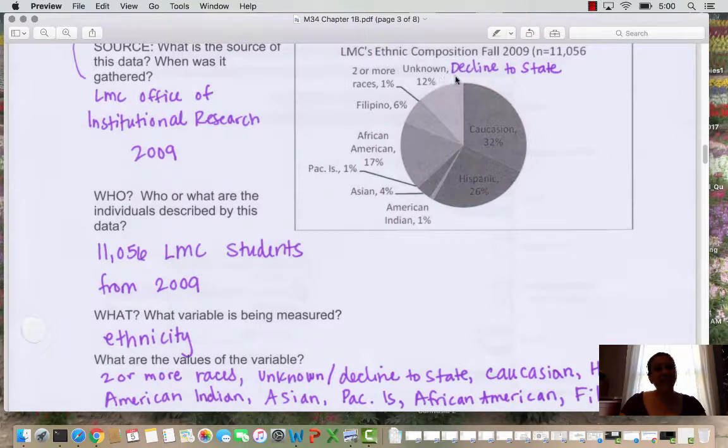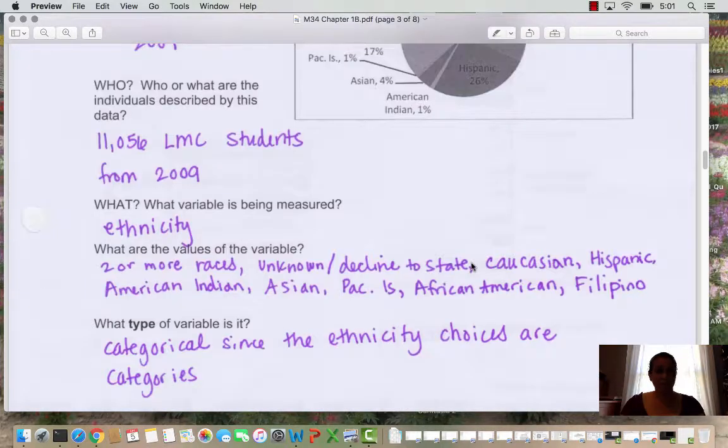You'll notice next to unknown, I put declined to state. That's probably what the unknown category is. So the values are 2 or more races. That's this small pie right here. Filipino, African American, Pacific Islander, Asian, American Indian, Hispanic, Caucasian, and then this unknown or declined to state category. So the values are the different answer choices for the categorical variable.